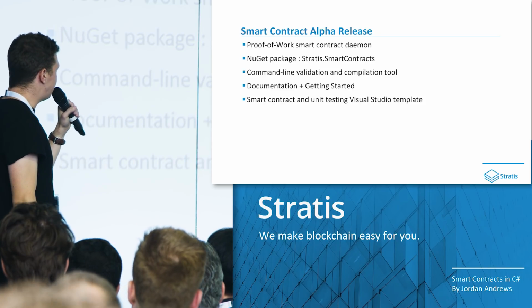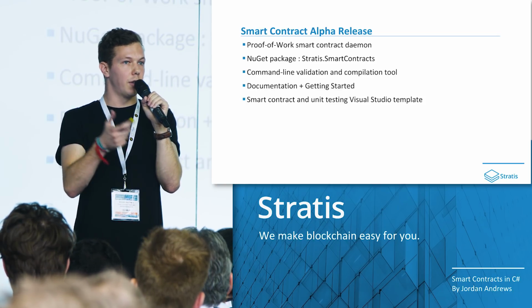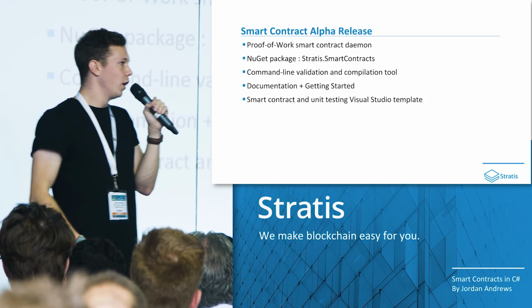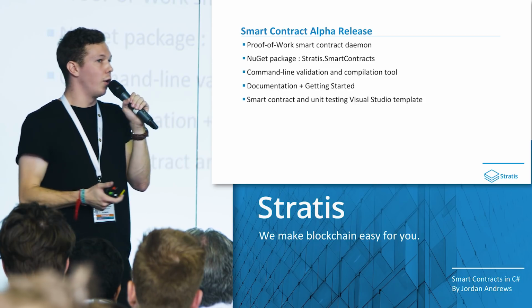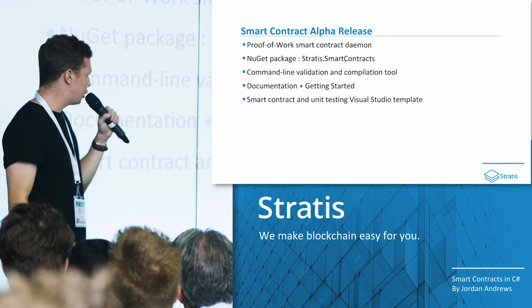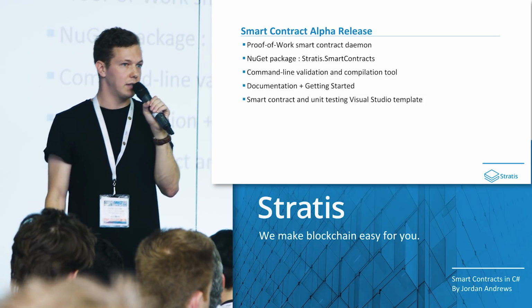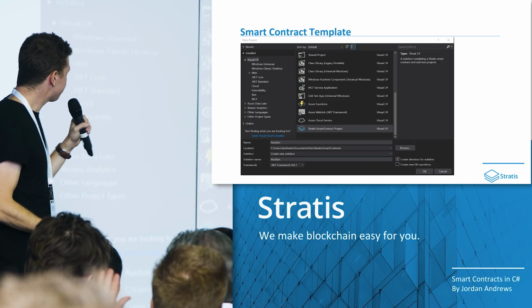A command line validation and compilation tool. As mentioned, nodes will be validating your code to ensure that it meets certain criteria. You're going to need to do the same when you're developing. So this tool will give you some kind of live feedback on whether your code is deterministic or not. Finally, there will be some documentation as well, and also a smart contract and unit testing Visual Studio template. So this is really cool. I'll show you what this looks like.